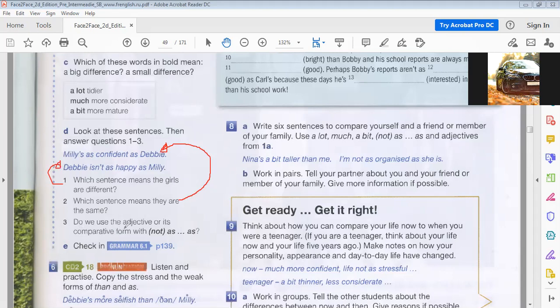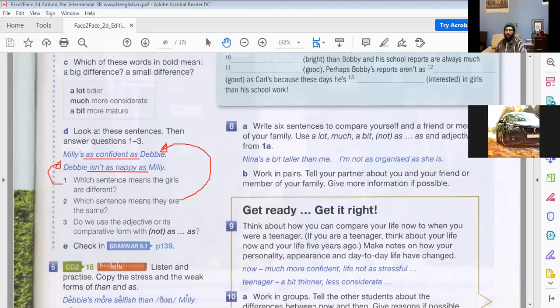Okay, but what about the last question? It says, do we use the adjective or its comparative form with not as, as, which is the new structure that came to us. Let me put it here. So we used it here and we used it here. So the question is, what did we use here? Did we use the original adjective, or did we use the comparative form? The original adjective or the comparative? What do you think? The original. Correct.